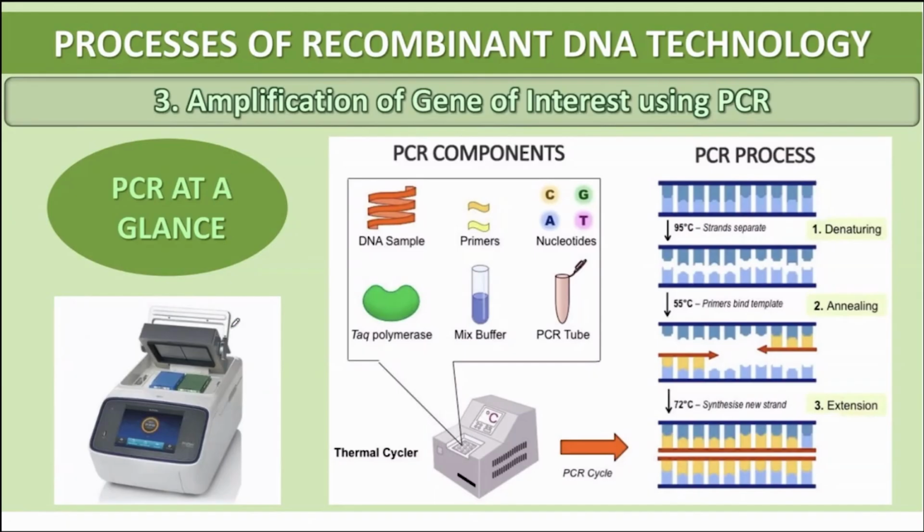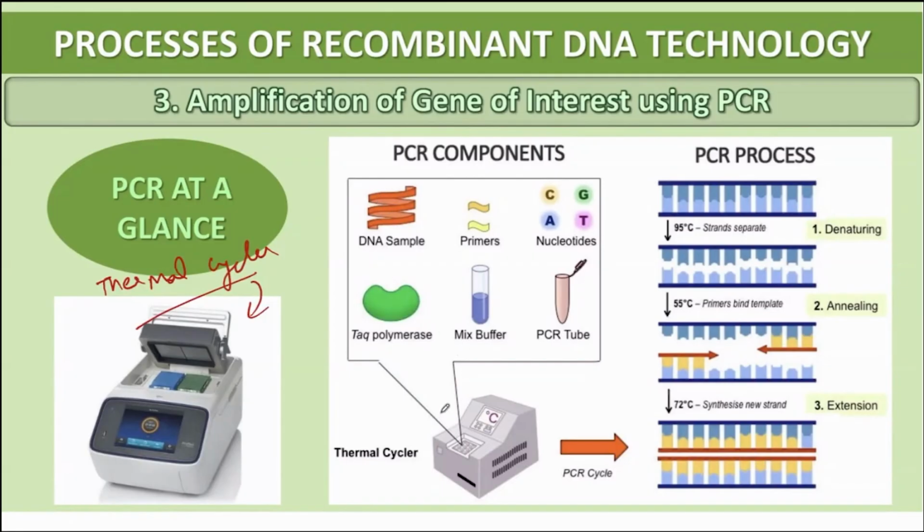So this is the overall view of the PCR, and we'll be ending up today's session with this, and I'll be summarizing whatever we learned today. So this is basically PCR. The machine is called a thermal cycler, because it has this temperature thing.